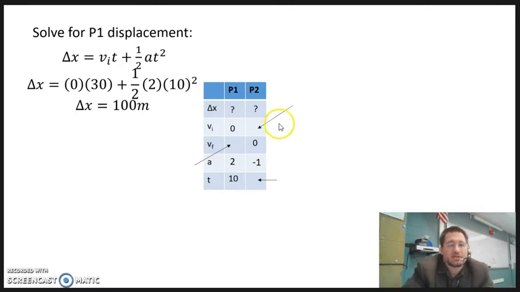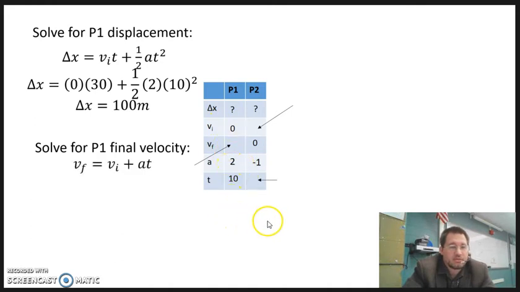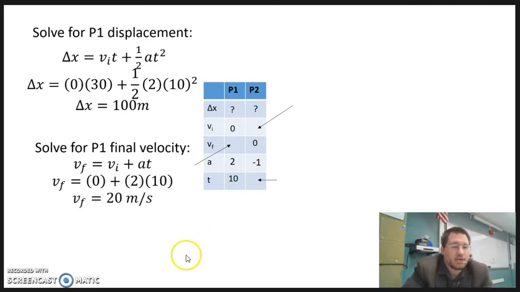That means that we can find the initial velocity of part 2 by finding the final velocity of part 1. So we have to go solve for the final velocity of part 1, and we can do that fairly easily. We've got 3 values: the initial velocity, the acceleration, and the time. So we can just use this wonderful equation here. When we plug stuff in, again, we didn't even have to rearrange anything. We find that the final velocity is 20 meters per second.